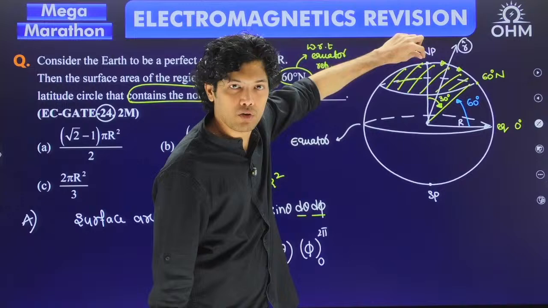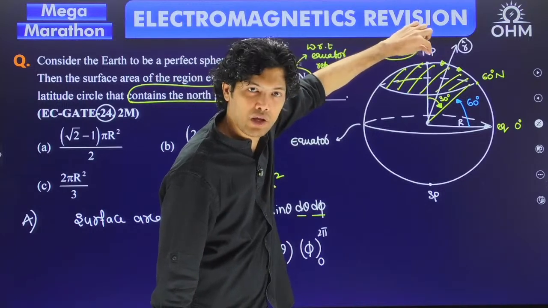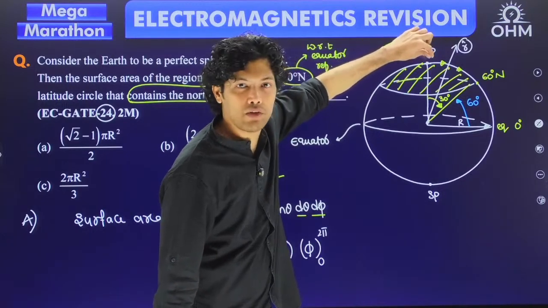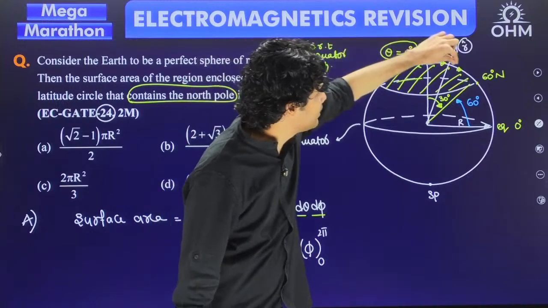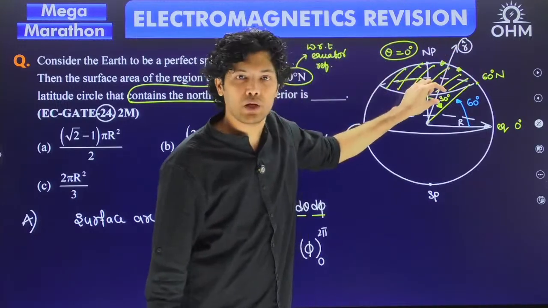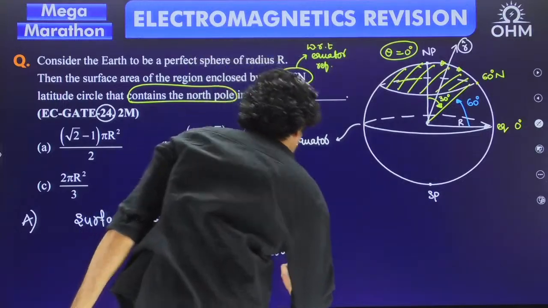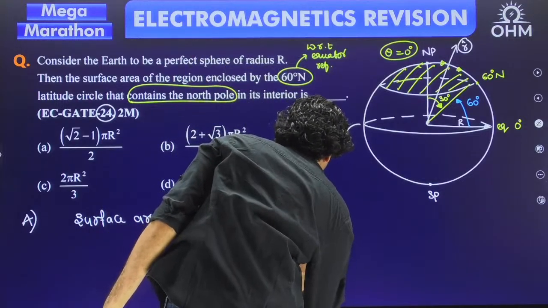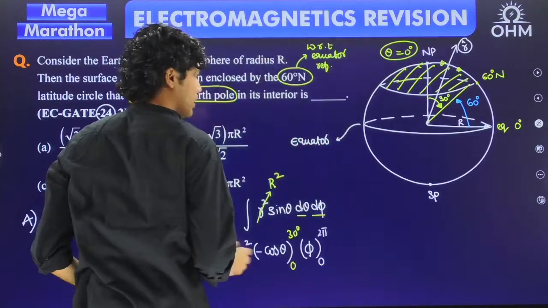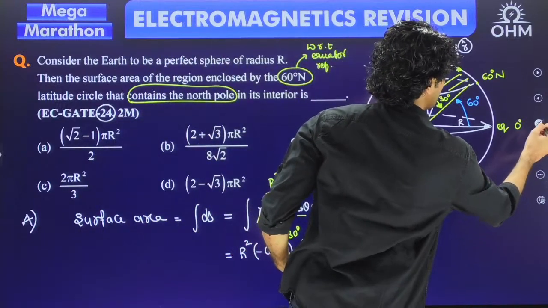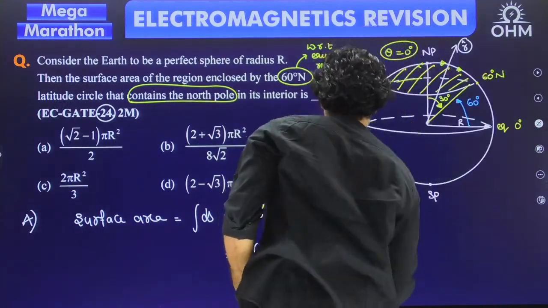Measured from the north pole. Okay, this is the starting point, and at the starting point the value of theta is nothing but 0, and at the ending point here, what is the value of theta now? 30 degrees. So the limits for theta will be from 0 to 30 degrees. Okay, and substitute these values now. If you substitute these values, what will you get?